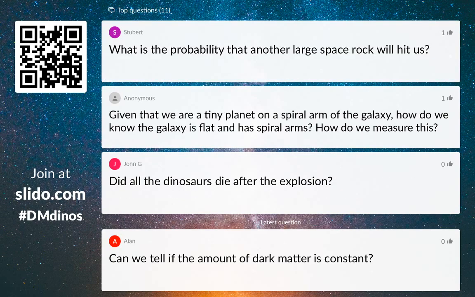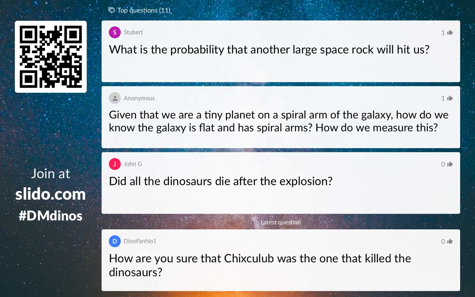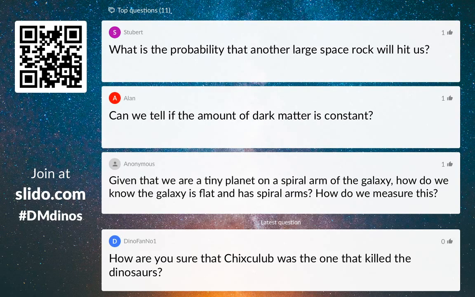What is the probability that another large space rock will hit us? Well, very large on large timescales, right? So if we're talking about getting hit once every 32 million years, on normal human lifetimes, it's very unlikely that any of us are going to experience a really large rock slamming into the Earth. It's just vanishingly small, the probability.